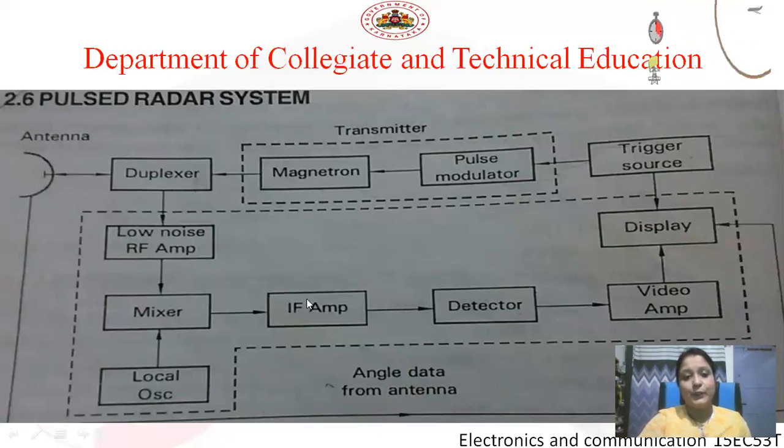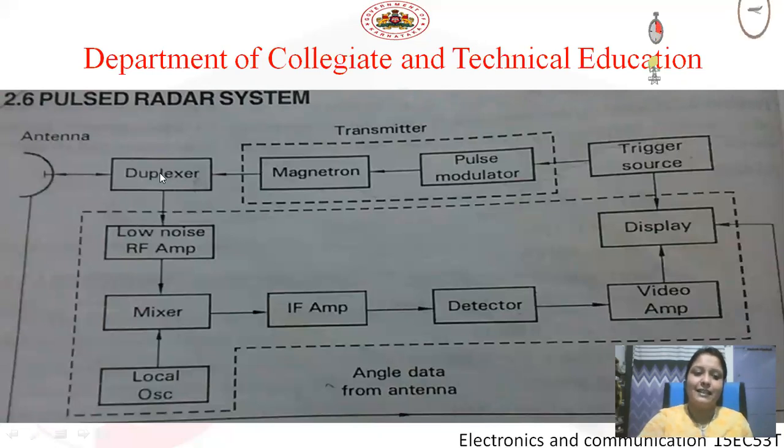Therefore, to protect the very sensitive receiver from the high voltages of the transmitter, because the transmitter is radiating very high power signals, as it has to travel to very long ranges, it is transmitting high power signals. If by mistake that enters the receiver section, what will happen? That may damage the sensitive receiver circuits. Therefore, to avoid that, we have the duplexer.